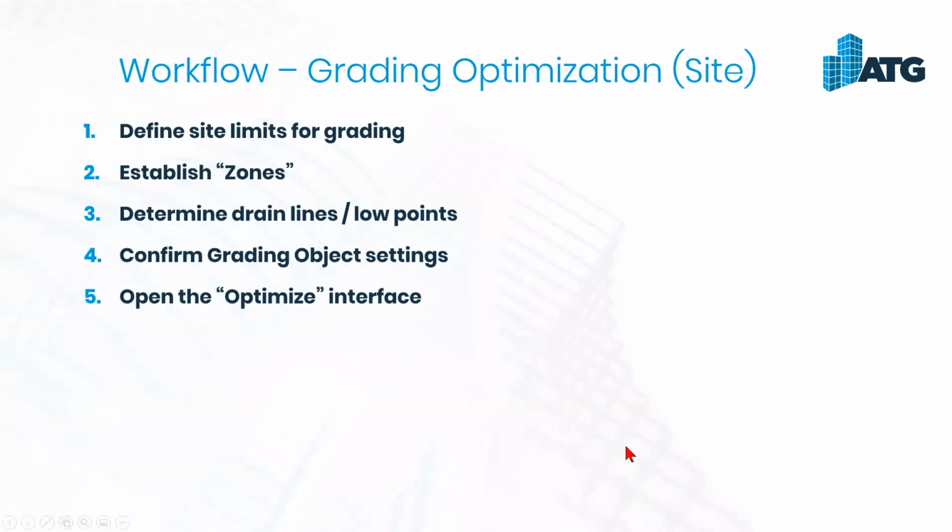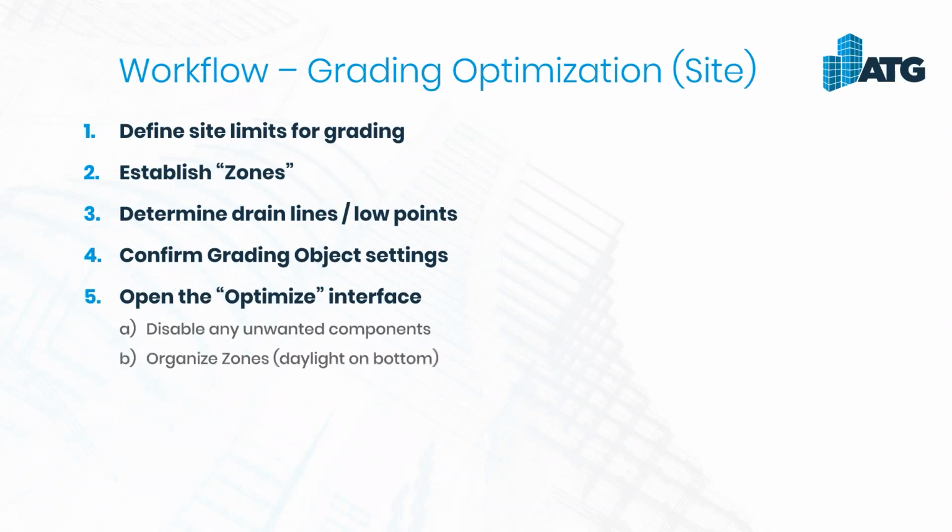This is what we find in our Civil 3D Analyze ribbon tab with our new grading optimization panel. It's going to launch a separate dialog, a separate software, where we can disable any unwanted components and organize our zones. That hierarchy, bottom is the most important, and as we go up, we're saying this is less or more dependent data. How you have those ordered will affect how the tool does its solution. Confirm the rest of your options, and then simply go through and optimize.